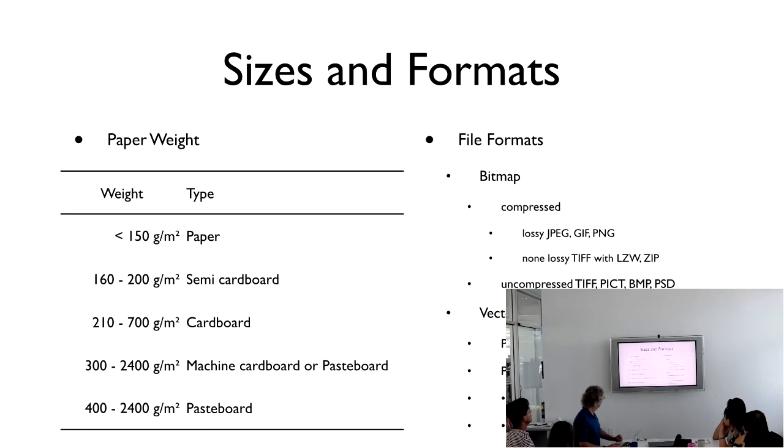We talked about paper weight. So here are some weights that we have. Office paper is usually referred to as anything less than 150 grams per square meter. Then you're moving up to cardboard, pasteboard, different types. And again, the unit of measurement here is grams per square meter. That's the unit.